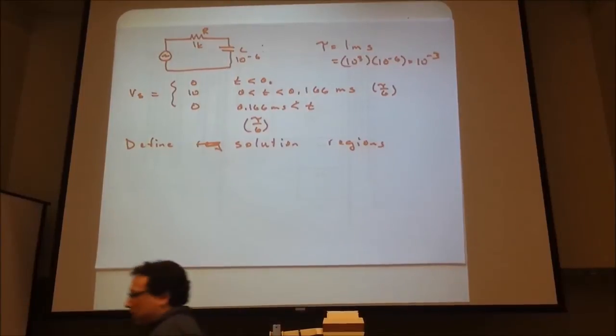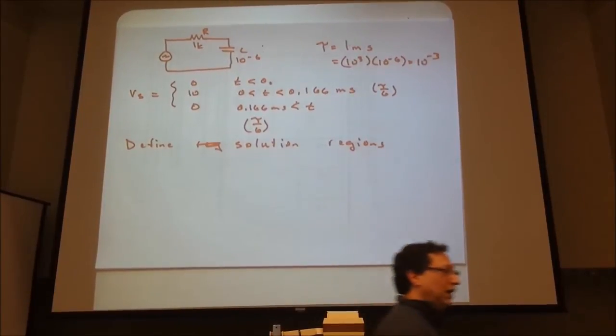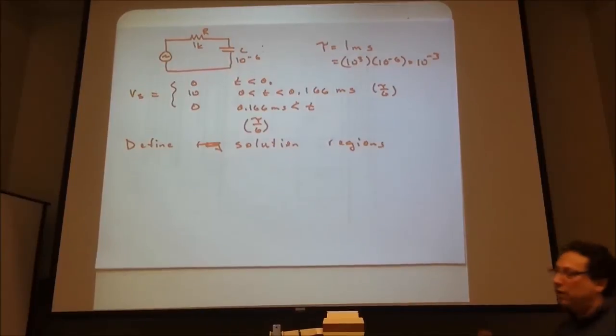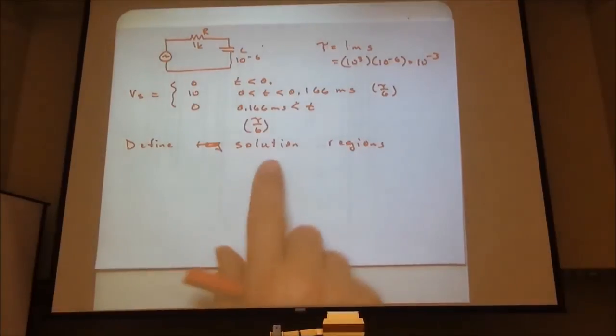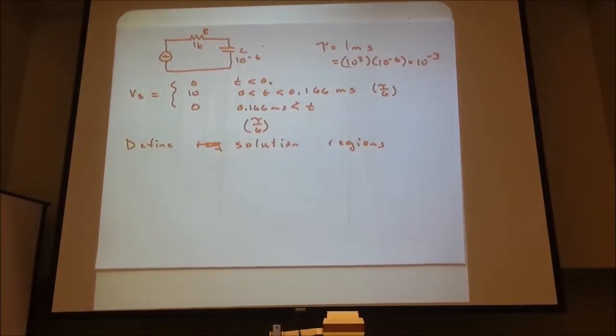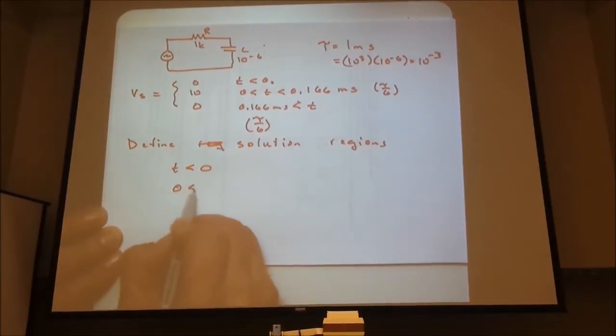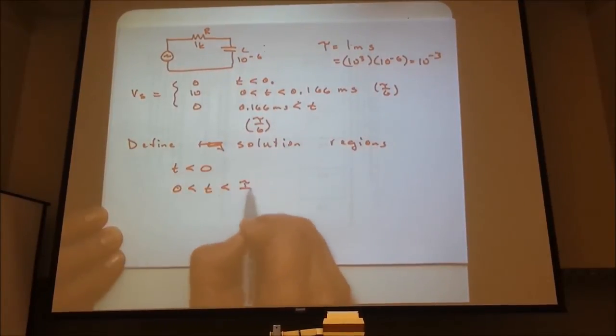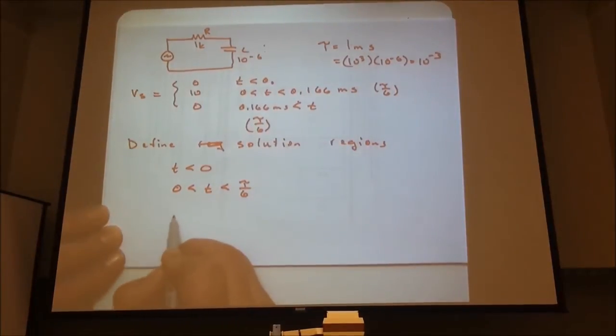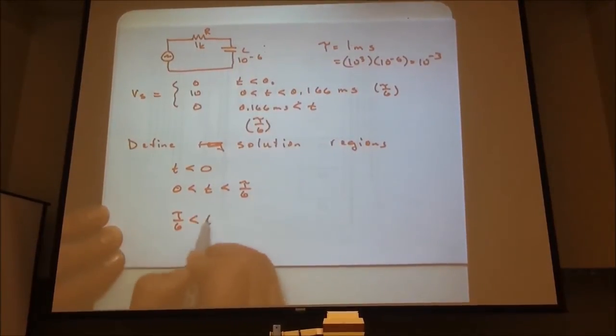We have a break every time the circuit changes. So in the team assignment we'll see in a few minutes, I have a switch in there. I also have a changing source. Every time the circuit changes, whether it's the source, whether you throw a switch and introduce a new resistor, anytime you do any of that, then you have a region. So what are our regions? Well, by definition, t less than 0, 0 less than t less than tau over 6, rather than write out 0.166, tau over 6 less than t.